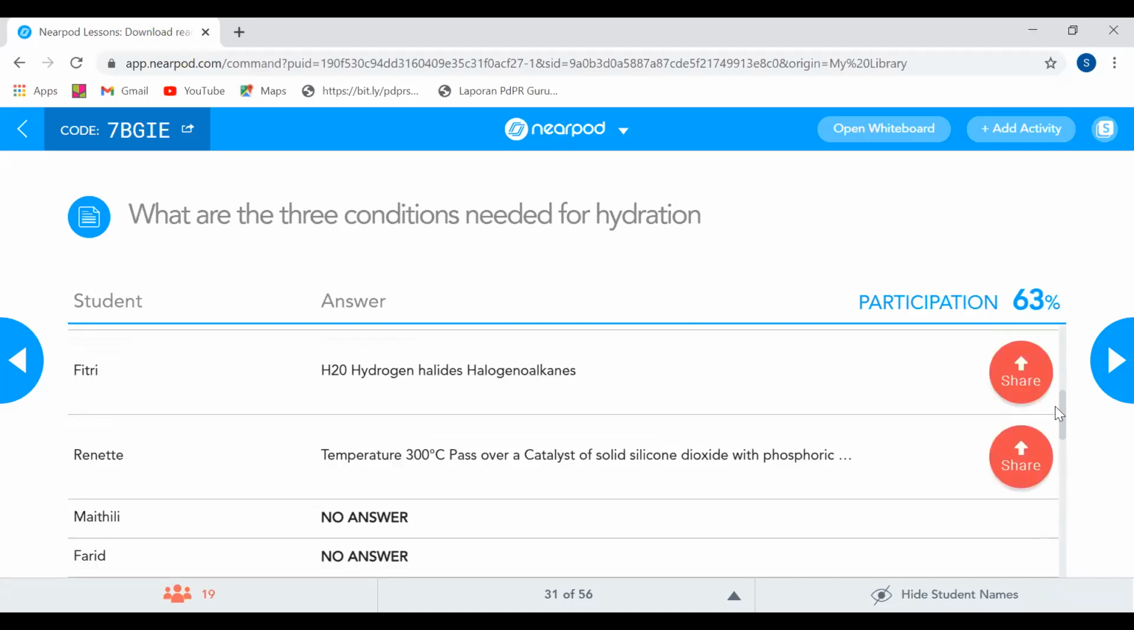Teacher, so the phosphoric acid is to break it, right? The phosphoric acid is the catalyst. To help it break. You want to make the reaction faster. Yeah. Okay, but let me go to Renette.